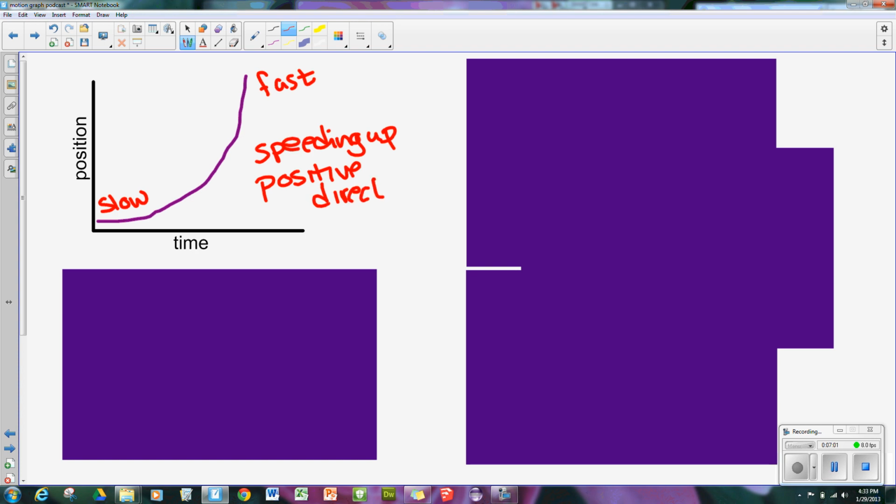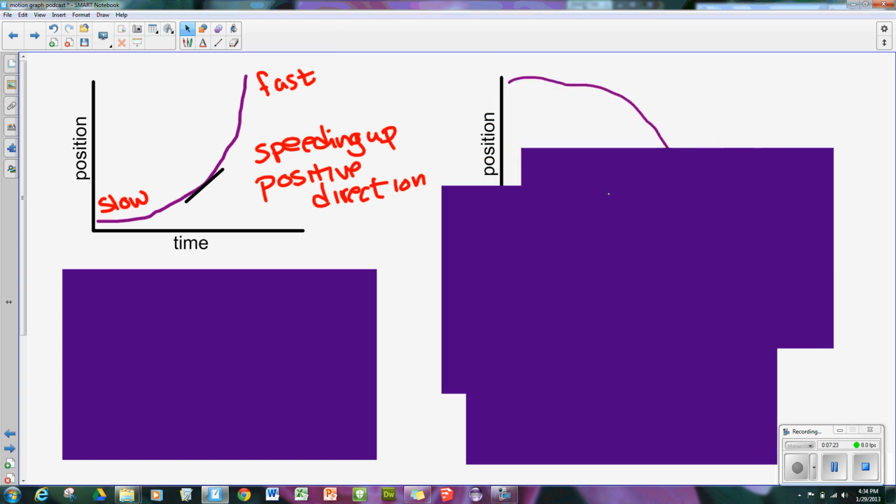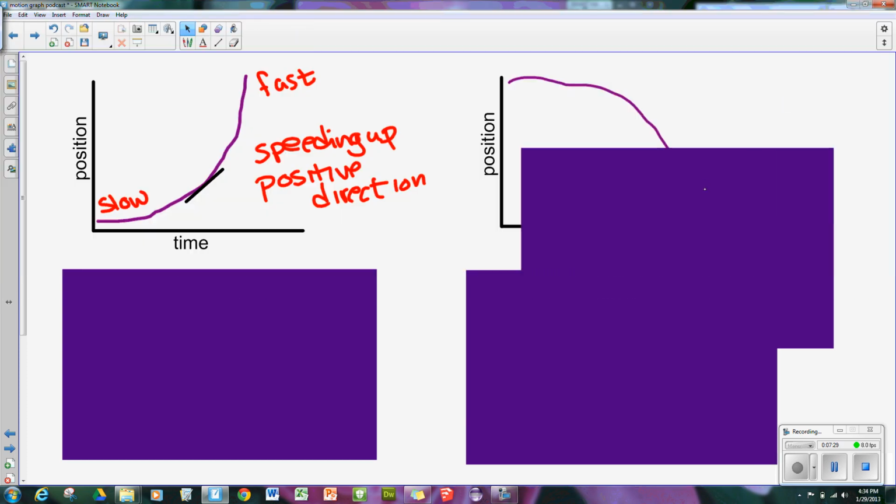If we want to find the slope of a line at any point along the curve, what we would do is draw a tangent line to that curve. So the slope of this line right here would indicate the velocity at that point on the graph. So continuing on, let's see what else we got here.